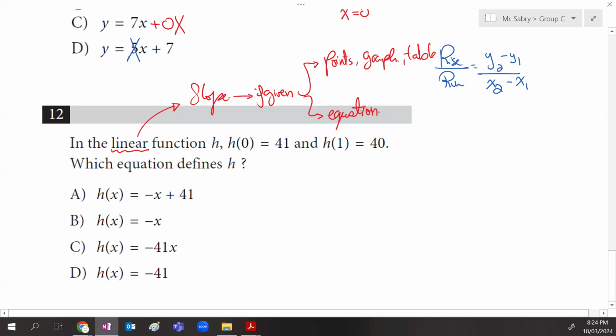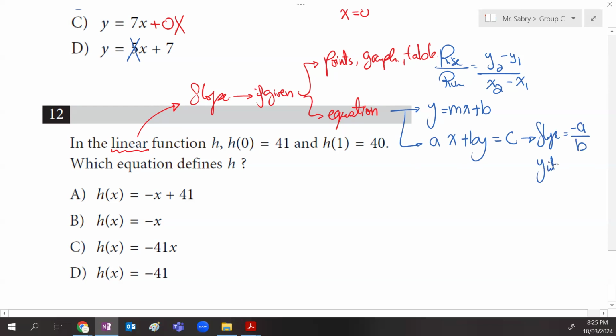And in an equation, there are two different forms. It's either written as y equals mx plus b. In this case, m is the slope. Or it could be written as ax plus by equals c, where x and y are on the same side of the equation. In this form, the slope is negative the number next to the x over the number next to the y. And the y-intercept is c over b.